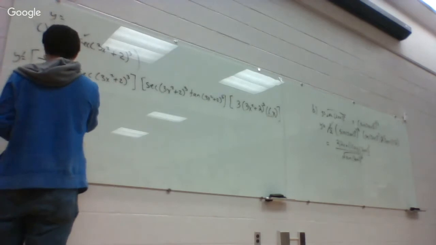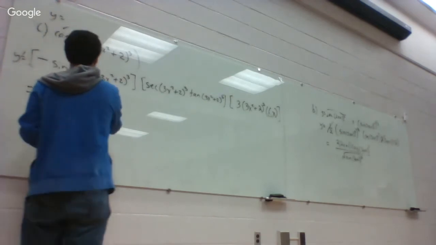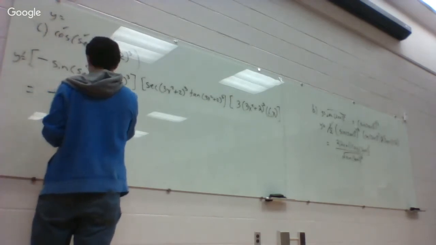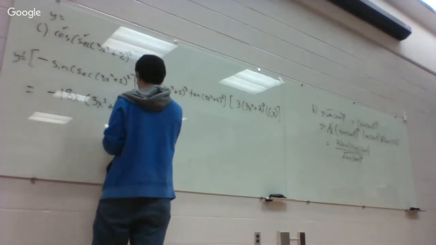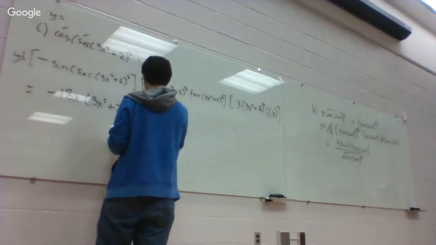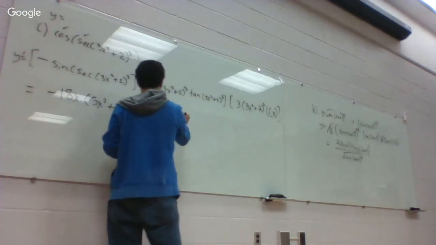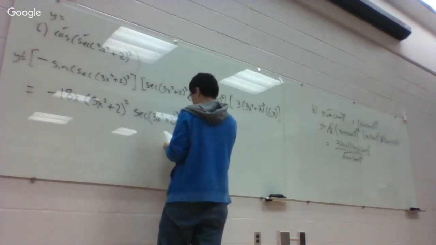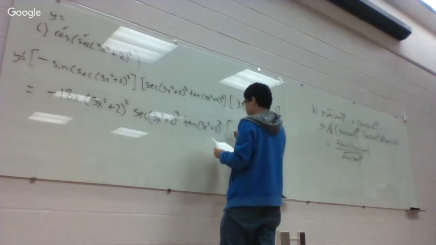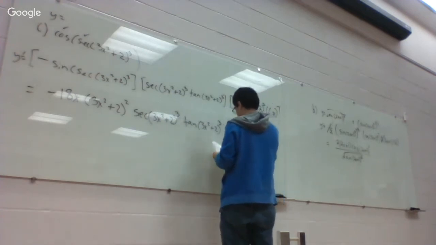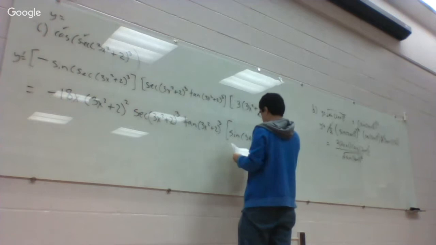That's negative 18x times 3x squared plus 2 quantity squared, secant of 3x squared plus 2 quantity cubed, tangent of 3x squared plus 2 quantity cubed. The entire thing multiplied by sine of secant of 3x squared plus 2 cubed.